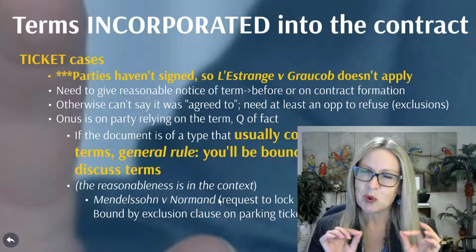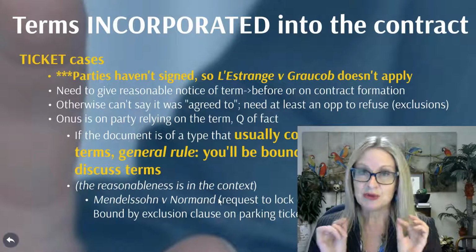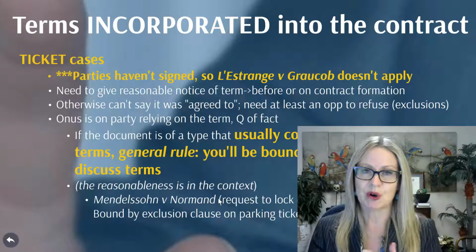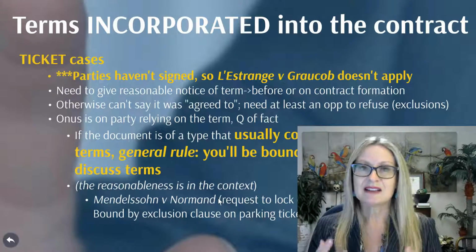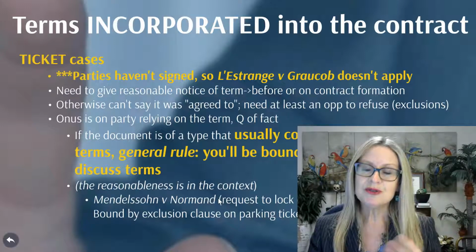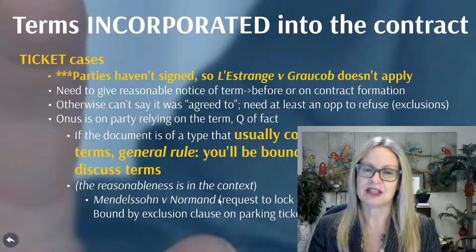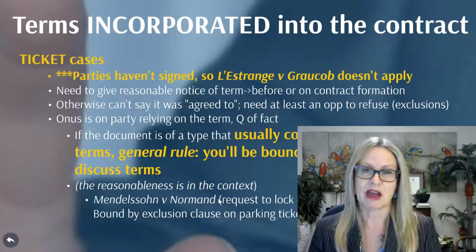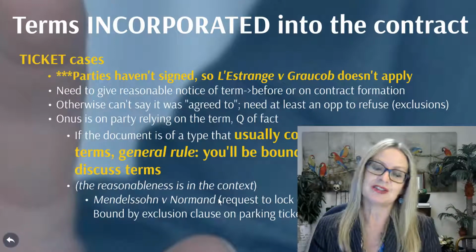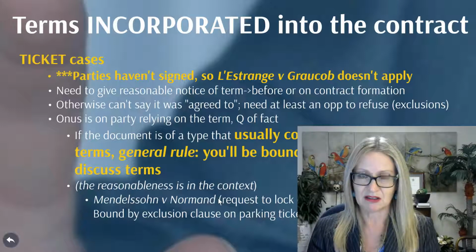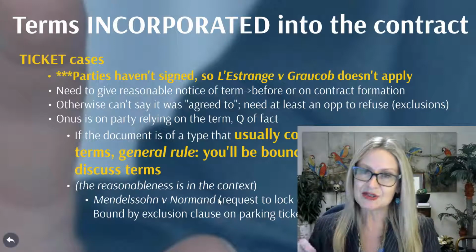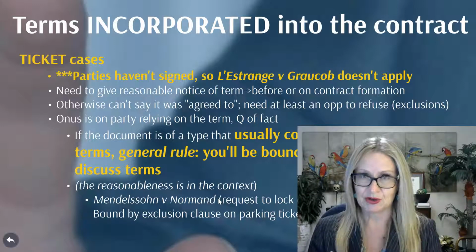So I've laboured that point a little bit, but the reason is that you have to be crystal clear on the fact that the parties, in order to be bound by terms on tickets and unsigned documents, will still need to have sufficient notice, okay? The onus of proving sufficient notice is on the party seeking to rely on the term, and that will always be a question of fact. If the document is of a type that normally contains contractual terms, generally speaking, you'll be bound if you don't object or enter into some kind of discussion about the terms, okay?